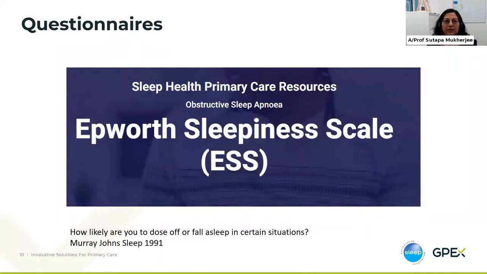Some of the questionnaires that I think should be routinely used if you suspect someone has sleep apnea, and many of you may know about the Epworth Sleepiness Scale. And that's a validated questionnaire which was developed by Murray Johns in 1991. And I haven't put the whole questionnaire up on the screen, but if you look at the Sleep Health Primary Care resource, you'll find it there. And really what it's asking about is how likely your patient is to doze off or fall asleep in certain situations.